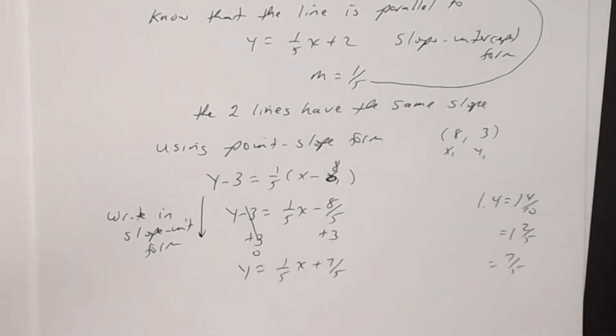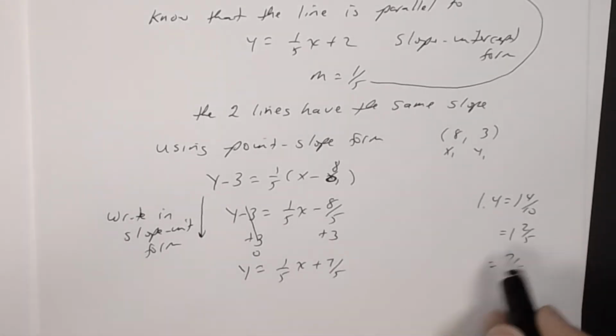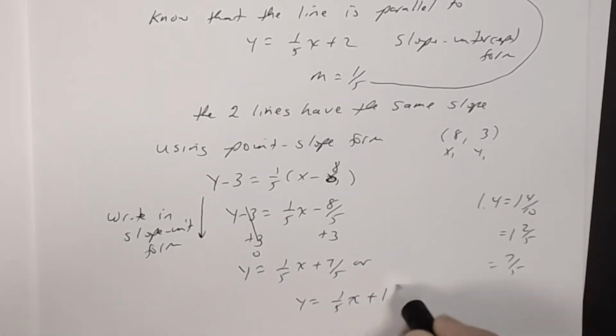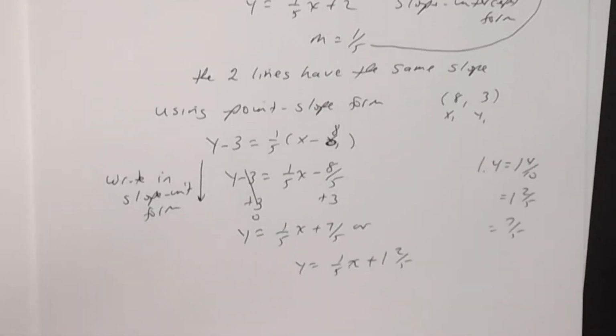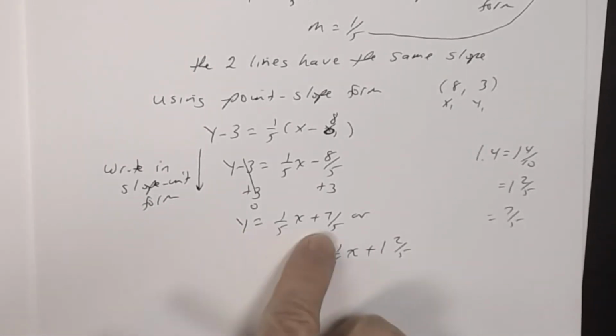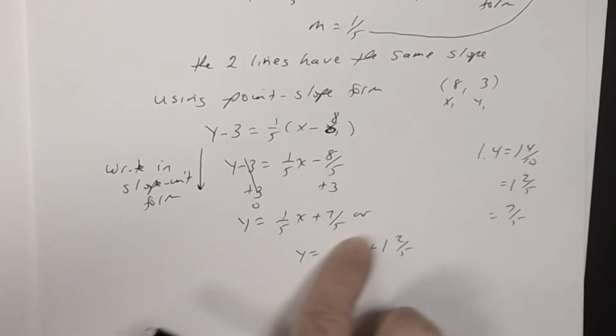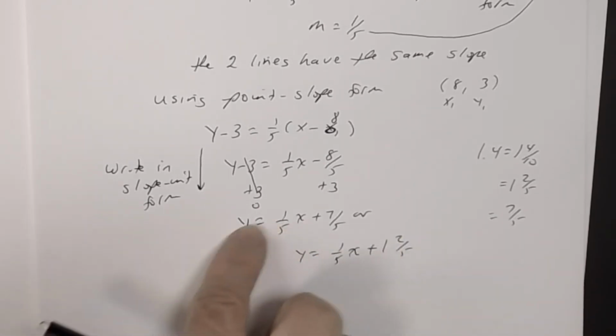All right, plus 7/5. Now, if you wrote it as 1 2/5, really there's nothing wrong with that, but they do want you to write these as fractions. It's preferably written as fractions, but that's okay if you write it like this. Or you could have said y equals 1/5 x plus 1 2/5. Nothing's wrong with that, to be honest with you, but we prefer this. Okay? All right, now, so that is in slope-intercept form.